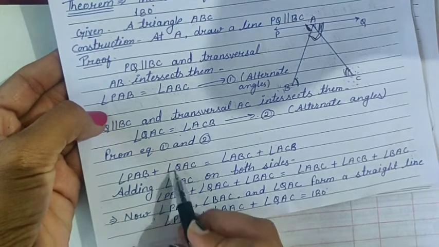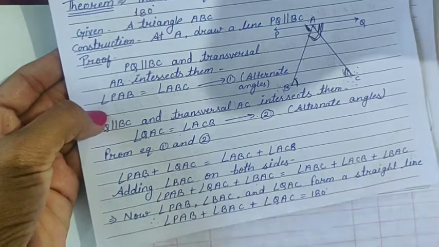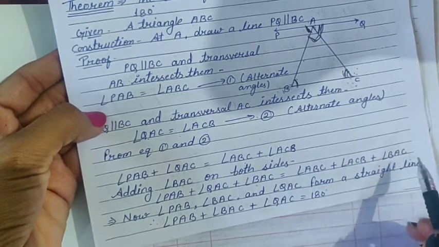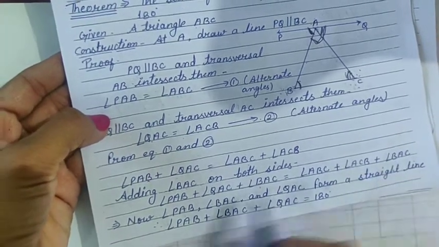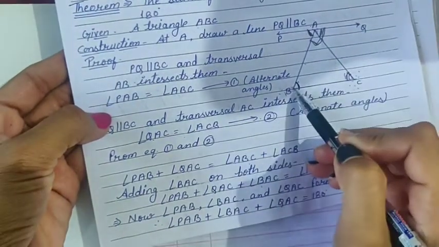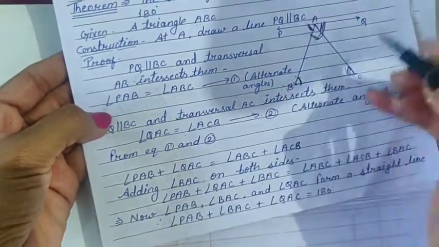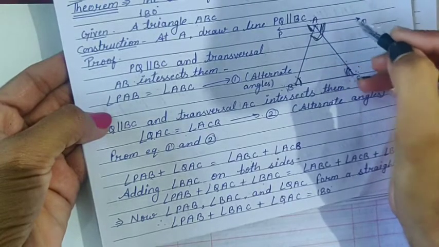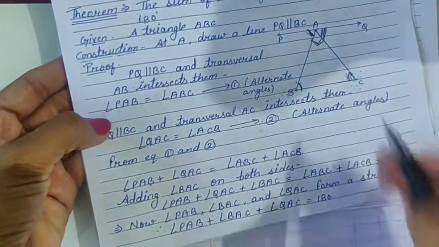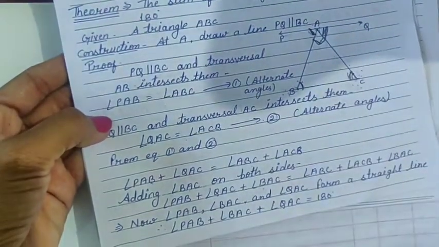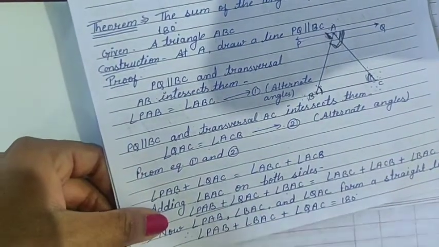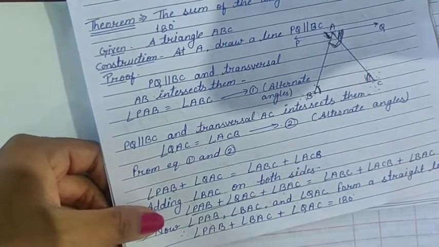Angle PAB plus angle QAC plus angle BAC equals angle ABC plus angle ACB plus angle BAC, because we add angle BAC on both sides. Now angles PAB, BAC and QAC, these three angles form a straight line. So their sum will be equal to 180 degrees. It means this is equal to 180 degrees.